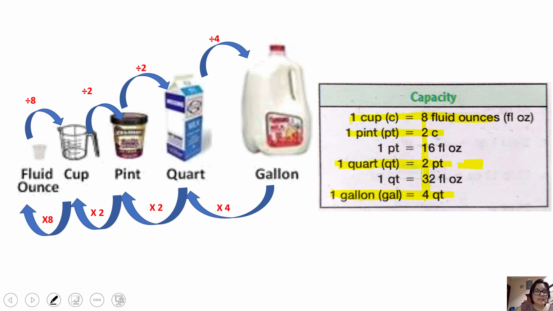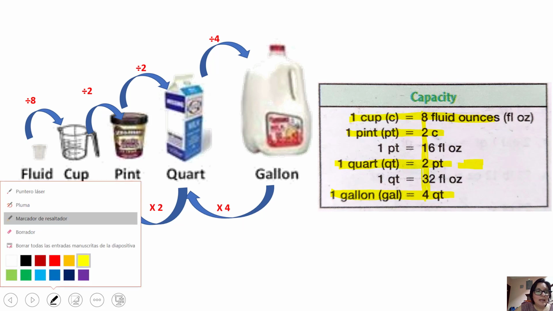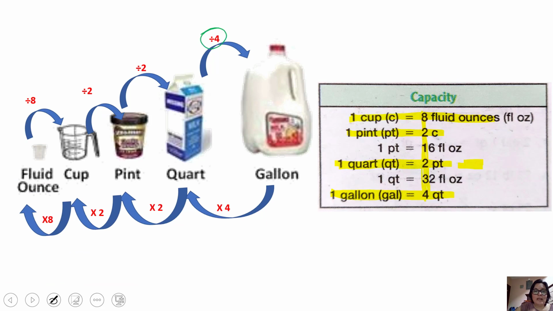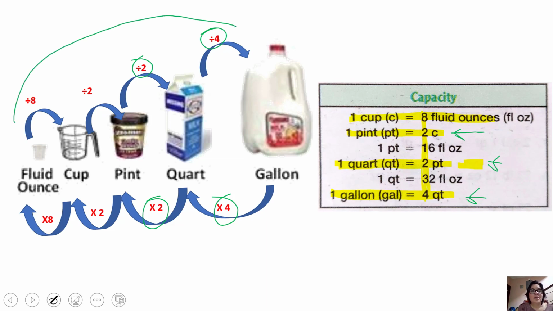If you see, we are using the same numbers. 4 here, 4 here, 2 here, 2 here, because we are using these conversions here. Okay? So the only difference is that from smaller to larger, we divide, and from larger to smaller, we multiply. So knowing that, guys, let's go solve the problem.